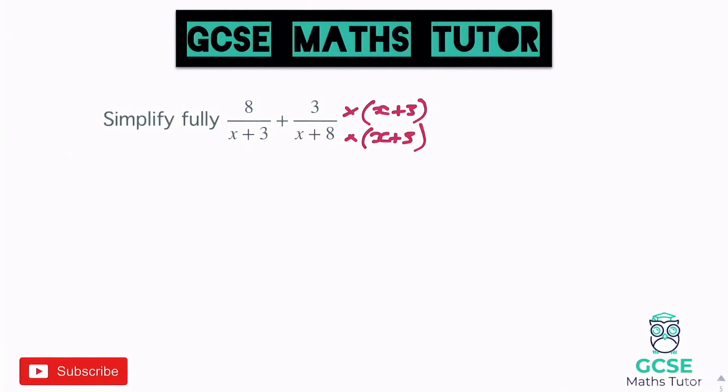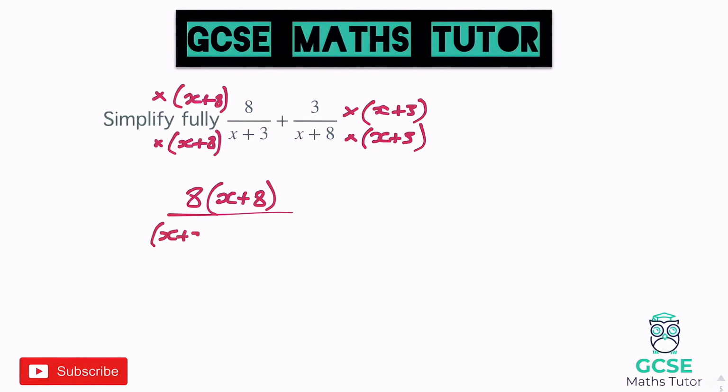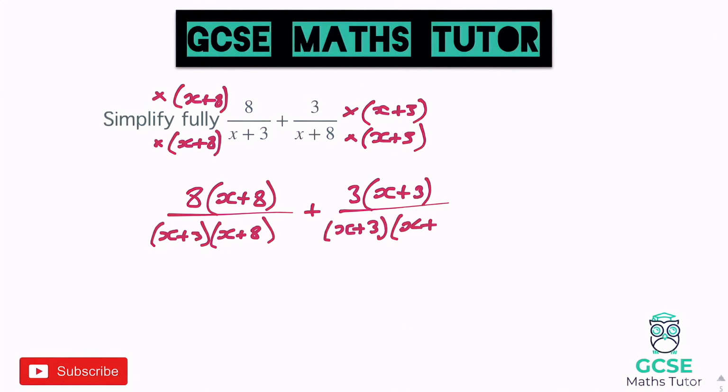And then I'm also going to times the left by the right denominator. So I'm going to times the left by x plus 8. And also on the top, timesing that by x plus 8, just like with normal fractions here. So if we times the top there by x plus 8, we actually get a single bracket. We get 8 lots of x plus 8. There we go. Over, and we've got a double bracket on the bottom. We've got x plus 3, that's also getting multiplied by x plus 8. And we are adding to that 3 lots of x plus 3. And on the bottom we've got that double bracket, x plus 3, x plus 8.